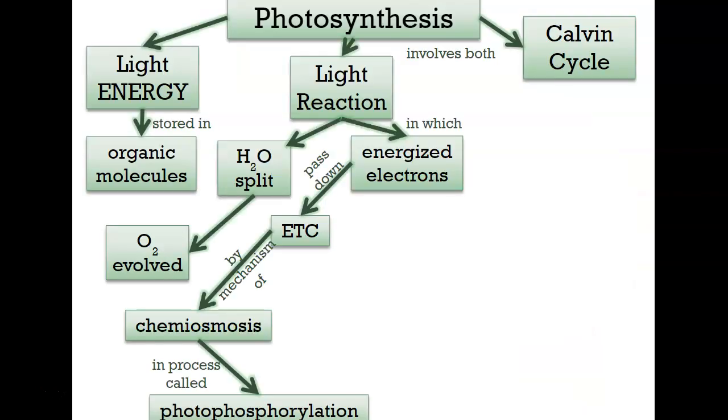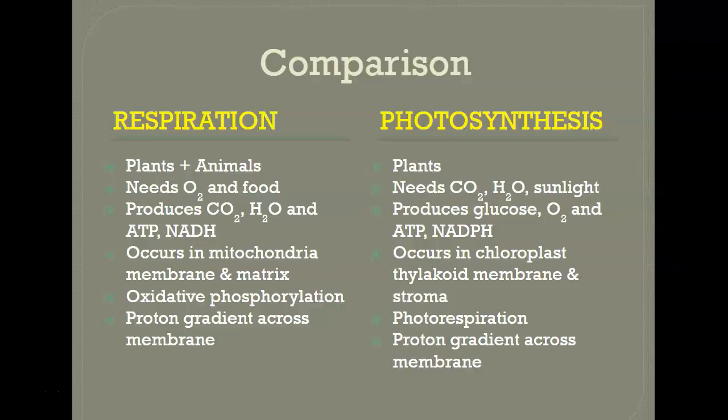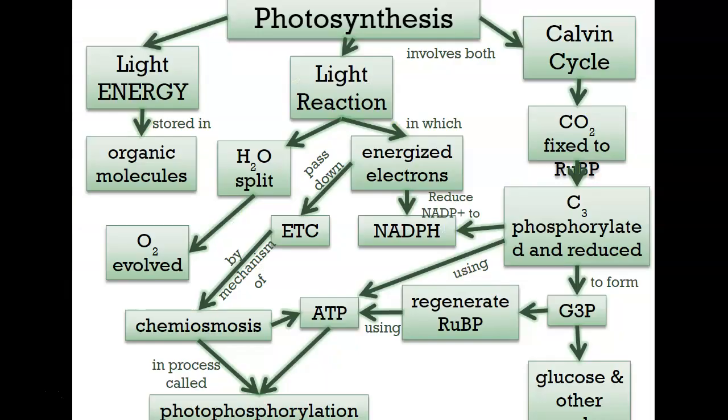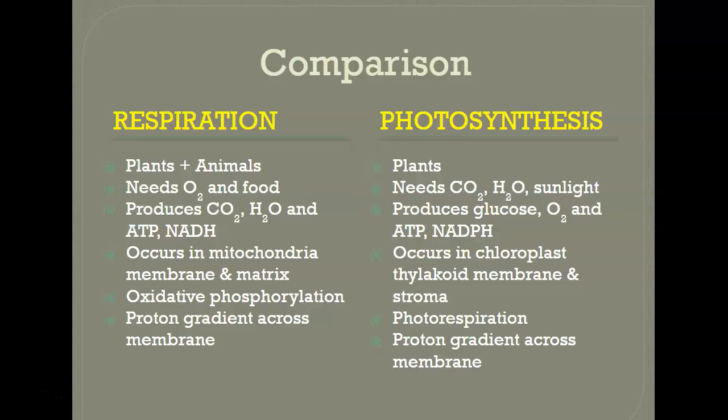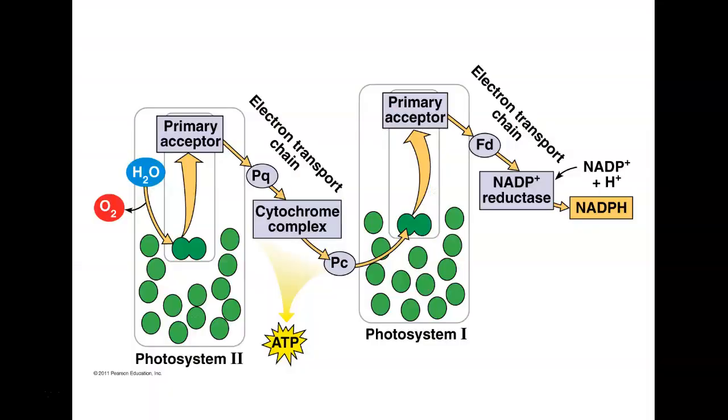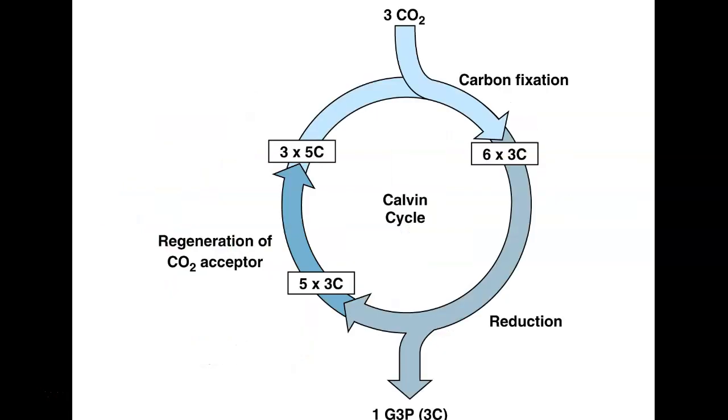This is a web chart that basically goes through all of those things. So you can kind of see how it's put together. If you're more of a word map person, this might be a good review slide for you. Comparison, we have not gotten into the intricacies of respiration yet, but you can kind of get a gist for it on the left. Photosynthesis, we've talked extensively about at this point, so it's on the right. This is a review of the light reactions. And then lastly, the review of the Calvin cycle, just to give you an overall idea of what's going on. And that finally concludes photosynthesis.